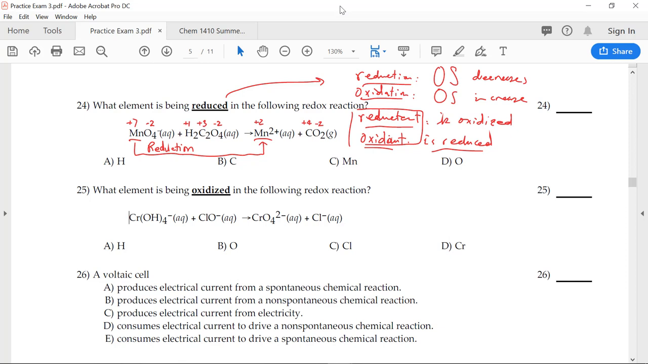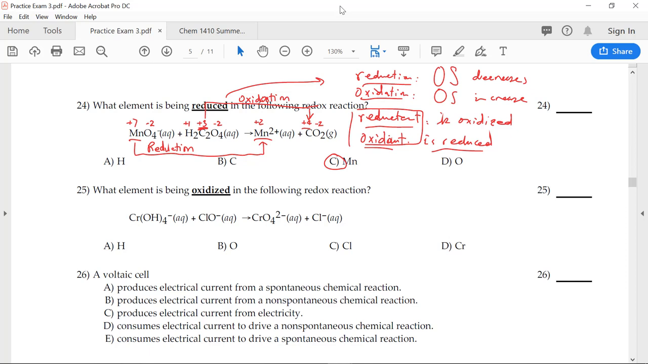And what is being reduced? It's the Mn that is being reduced. So the correct answer is C. But what is being oxidized? Carbon is oxidized, because carbon changes from plus 3 to plus 4. So this one is oxidized, or this process is oxidation.